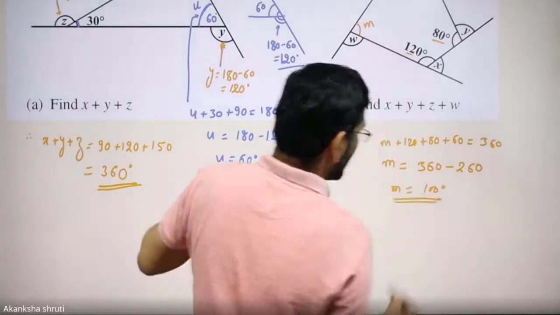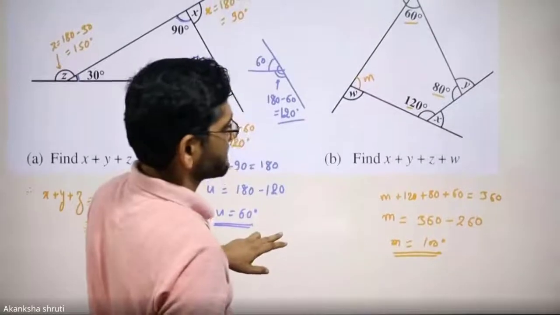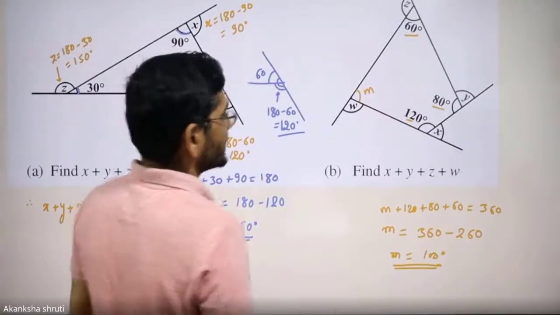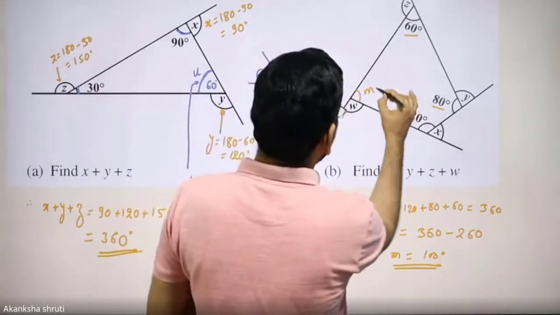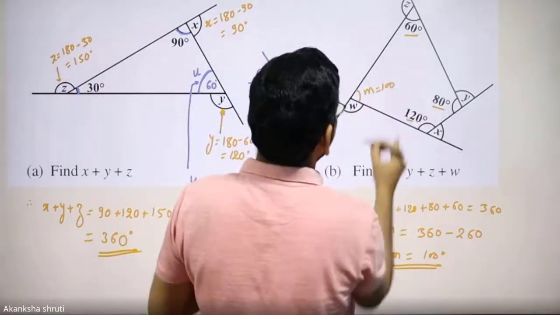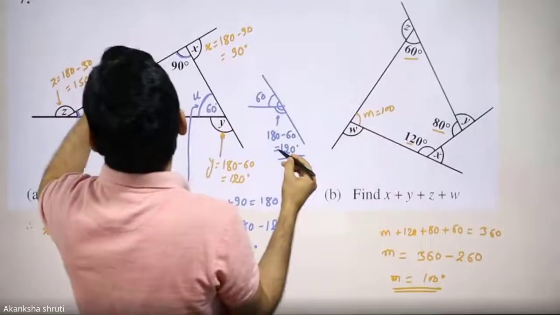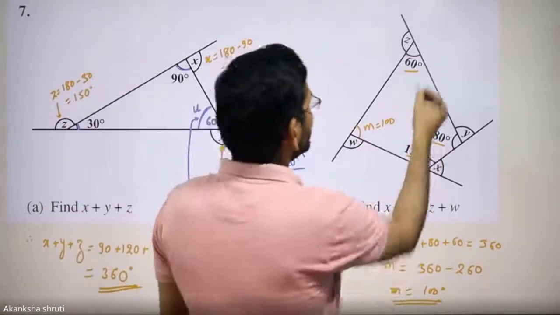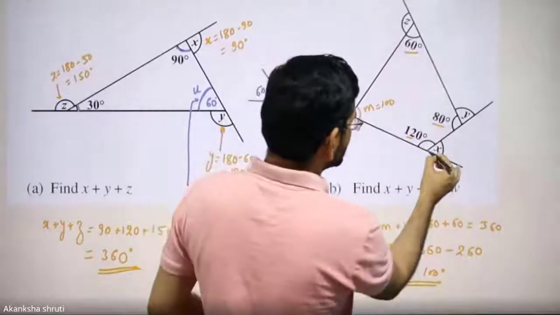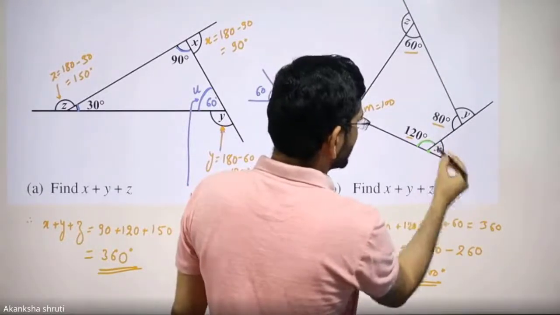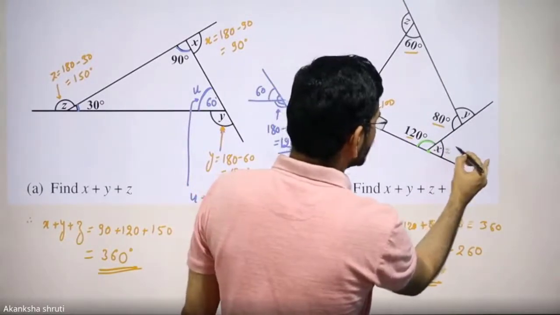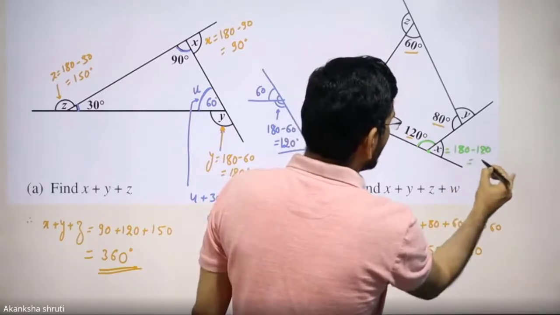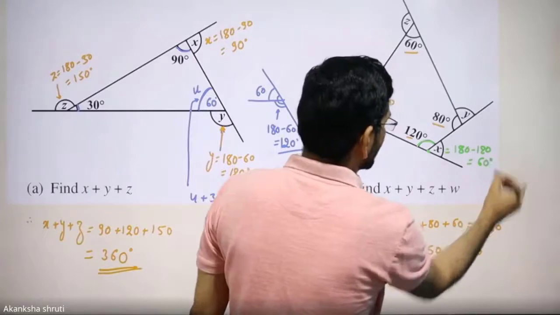So students, this internal angle we had calculated as 100 degrees. Now, when the internal angles are known, the external angles can be calculated very easily. Let us start with this x at this point. This internal angle is 120, so x is equal to 180 minus 120. It will be 60 degrees.